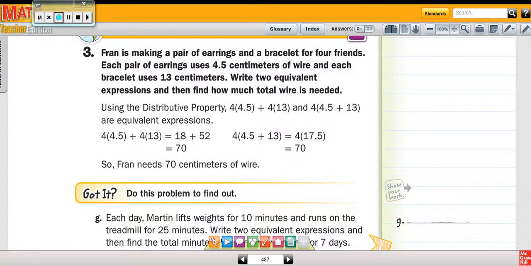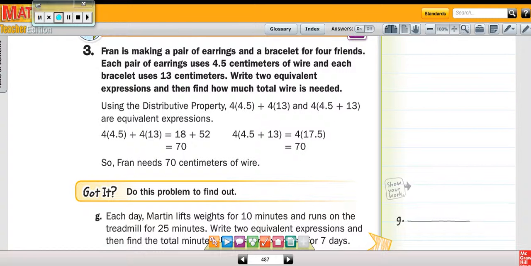We have now in word problem form. Fran is making a pair of earrings and a bracelet for 4 friends. Each pair of earrings uses 4.5 centimeters of wire, and each bracelet uses 13 centimeters. Write 2 equivalent expressions, and then find how much total wire is needed. They're asking us for several things here. 2 equivalent expressions, and then find it.